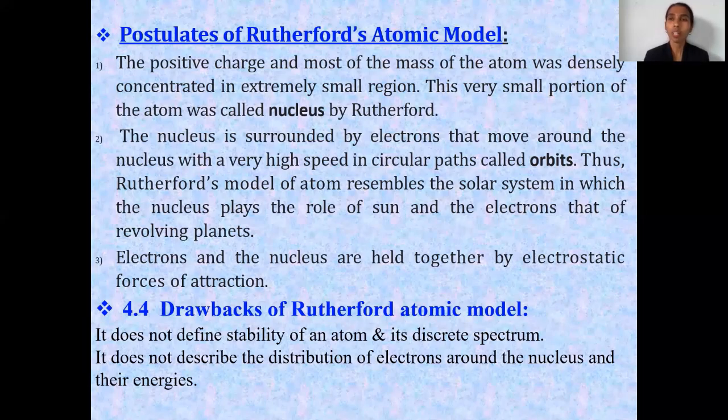Okay, now as there are many postulates of Rutherford's model, there are also some drawbacks in the Rutherford atomic model. The first drawback is that it does not define the stability of an atom and its discrete spectrum. So the first drawback is that Rutherford's model did not explain the stability of an atom. Also, the discrete spectrum was not explained by Rutherford's model.